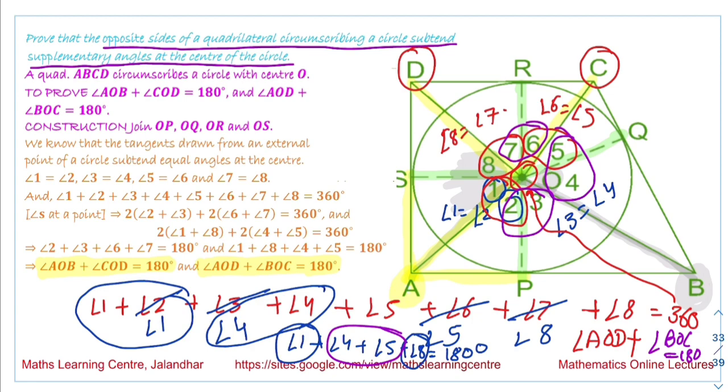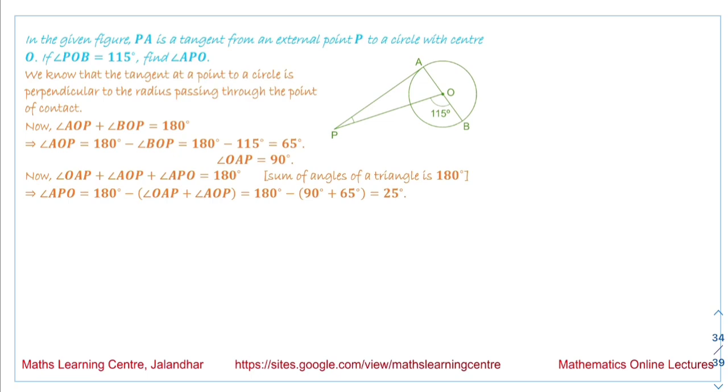Next, in the given figure, PA is the tangent from the external point P to the circle with center O. If angle POB, this angle over here, is given to be 115 degrees, find angle APO. We have to calculate the value of this angle.